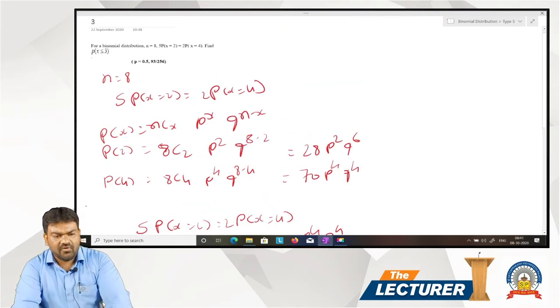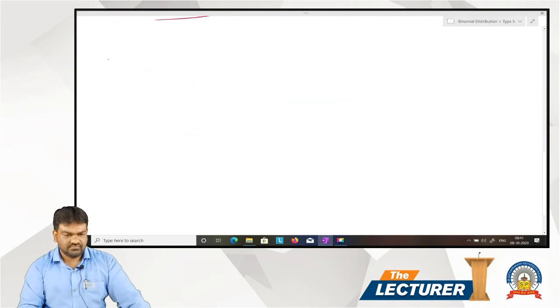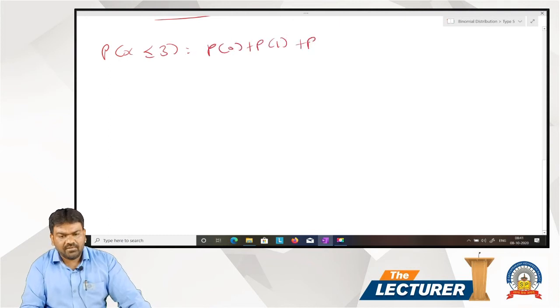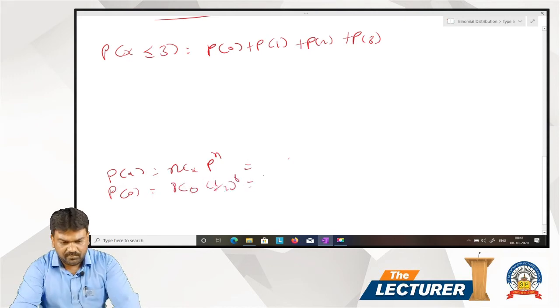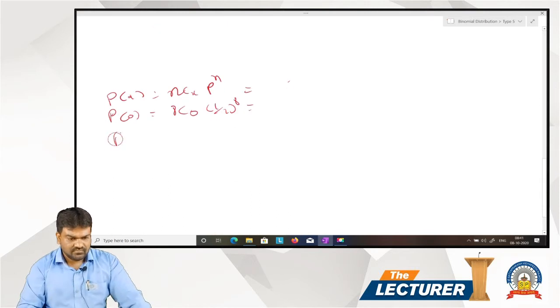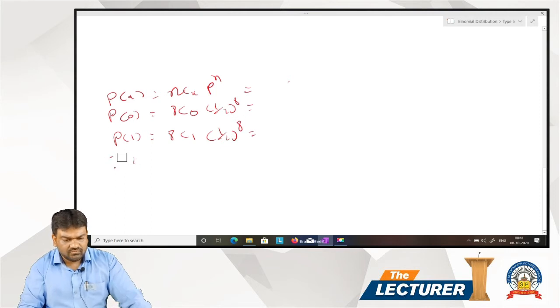Now we have to find out P of x lesser than or equal to 3. That is P of 0, P of 1, P of 2 plus P of 3. Here p and q are equal, so nCx times 1 by 2 raised to n. First P of 0, 8C0 1 by 2 raised to 8. P of 1, 8C1 1 by 2 raised to 8. P of 2, 8C2 1 by 2 raised to 8. And P of 3, 8C3 1 by 2 raised to 8.